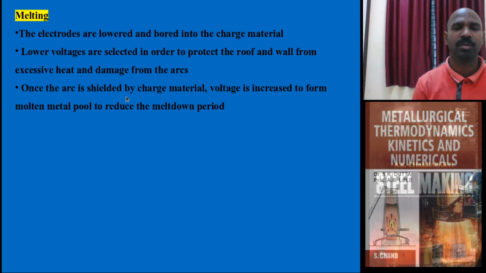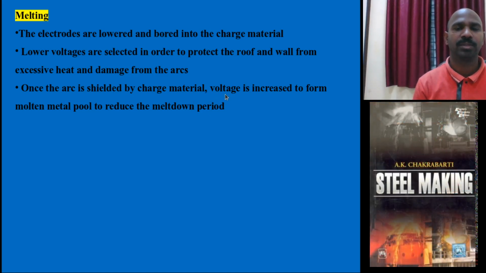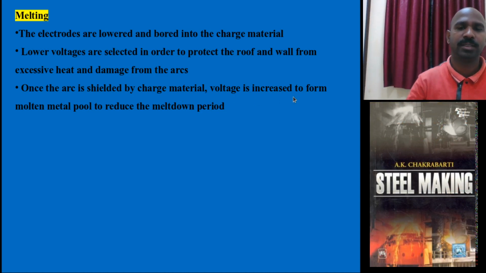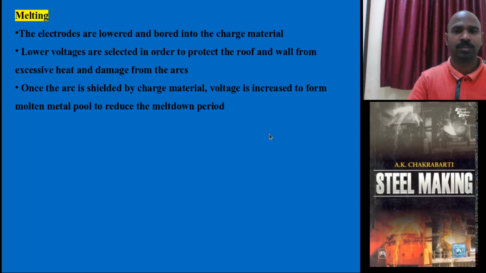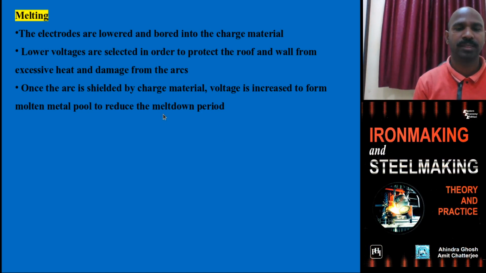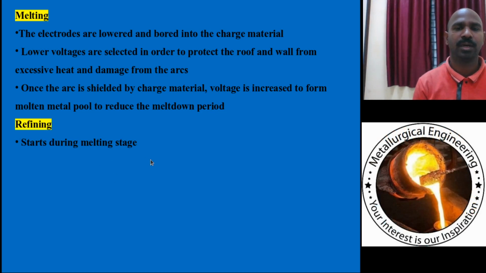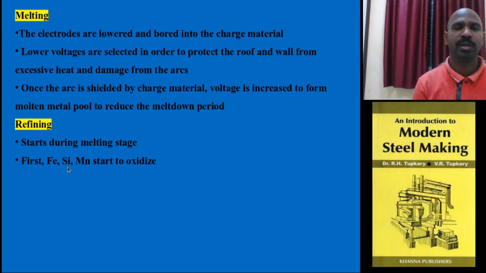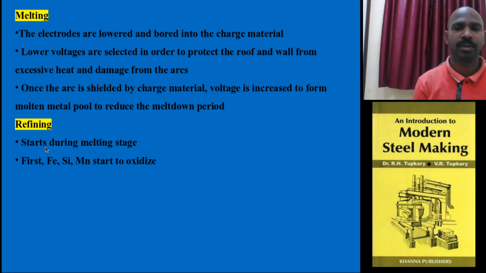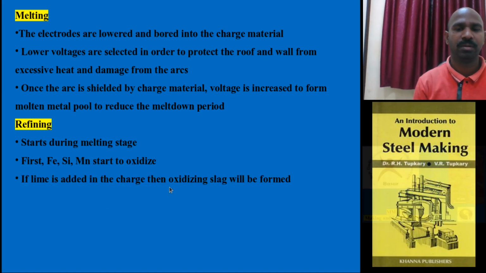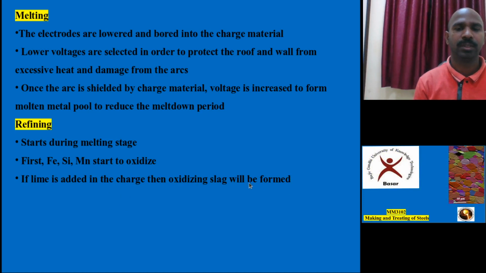Once the arc is generated, the melting stage starts. Slowly the voltage is increased so that the molten metal pool increases. Depending upon the charged material used, oxidizing slag will be removed and reducing slag will be removed. At the melting stage, initially iron, silicon and manganese start oxidizing, so that particular slag will be removed, and if lime is added, oxidizing slag immediately forms.